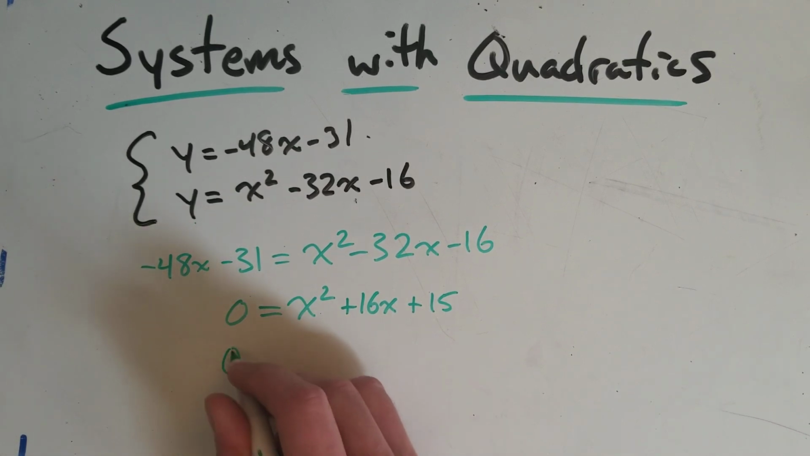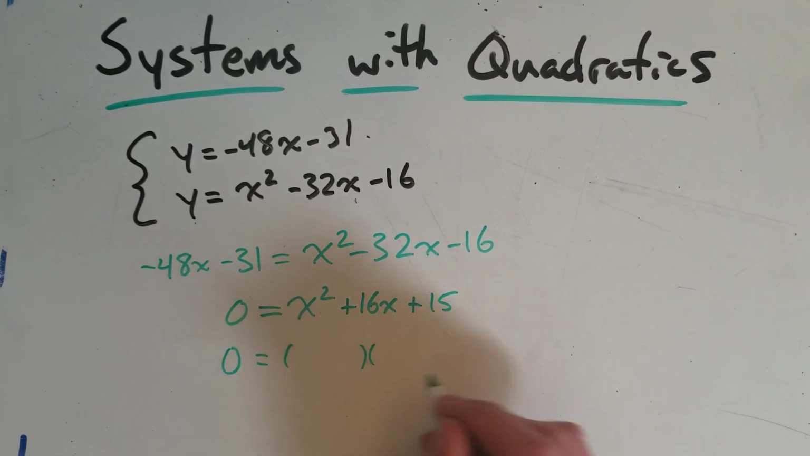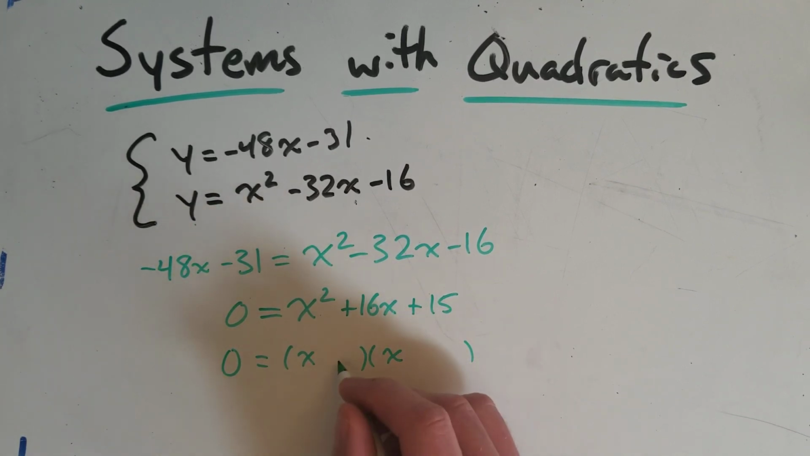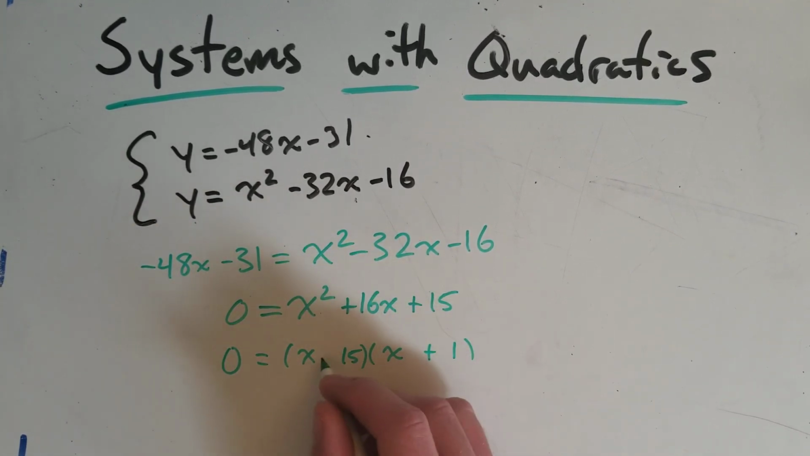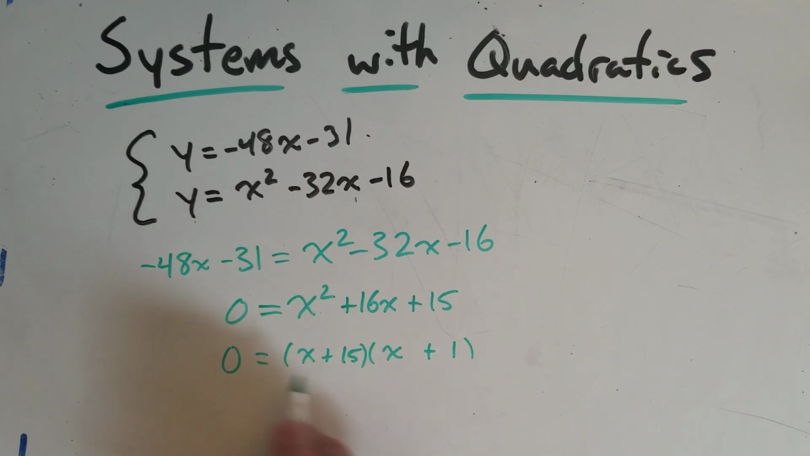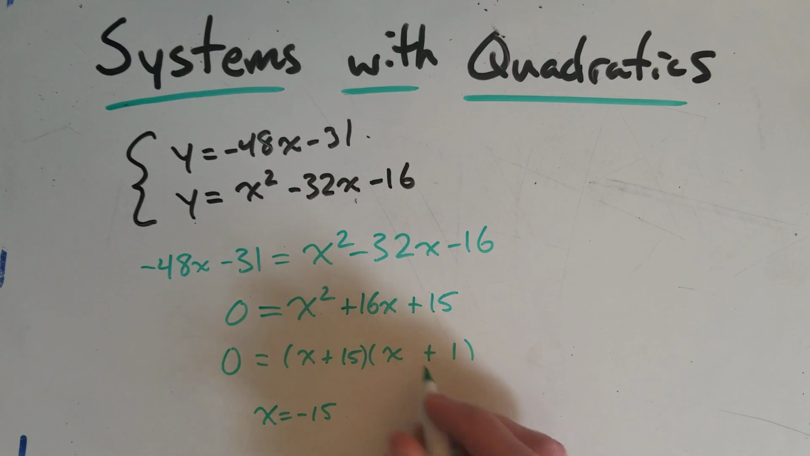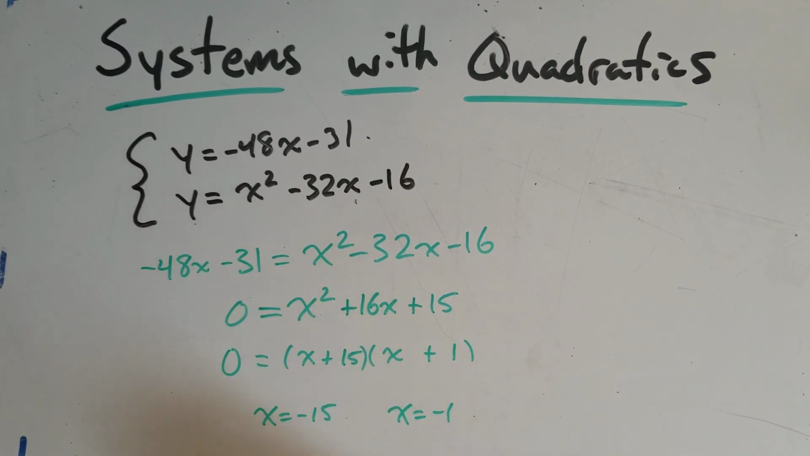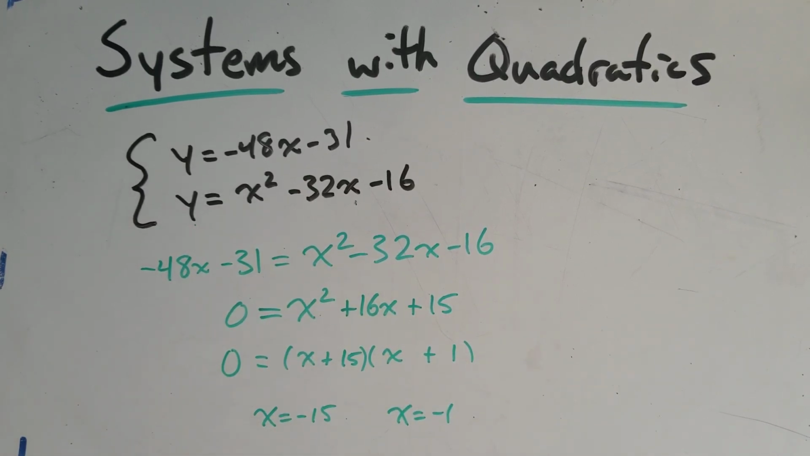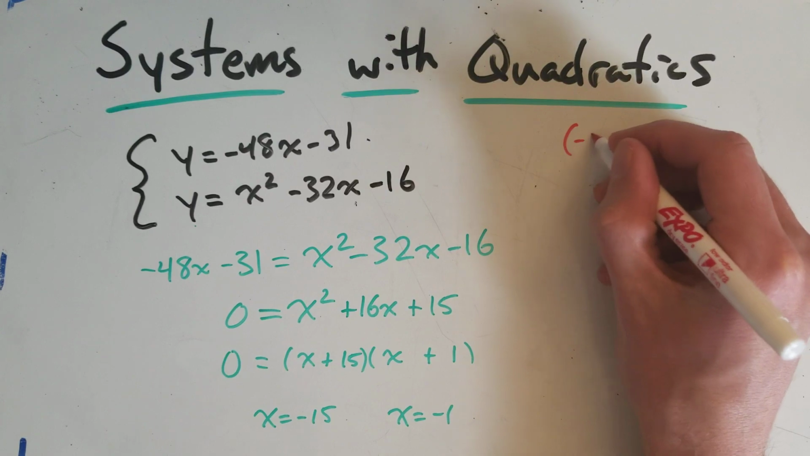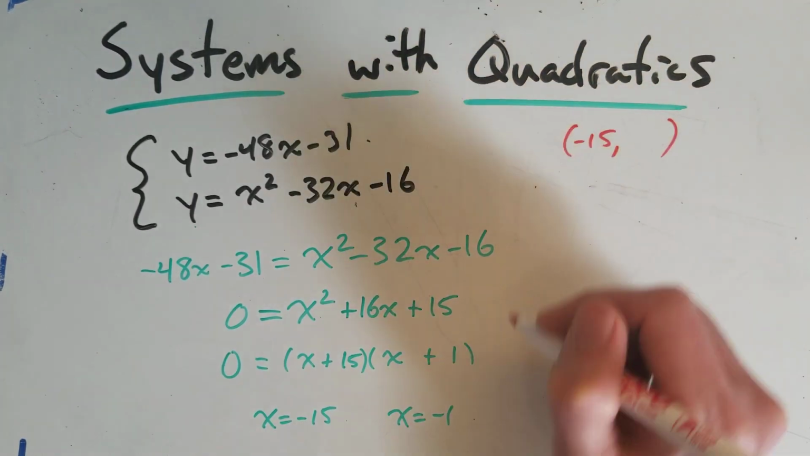Now we can go through the quadratic formula if we want. I always like to check and see if we can factor first. Factors of 15 that add up to 16, well, 15 and 1 work. So that means our values of x that solve this equation are x could equal negative 15 or x could equal negative 1. But to solve this system, we need to find out the y values that correspond with each one. So when x is negative 15, what's the y value?